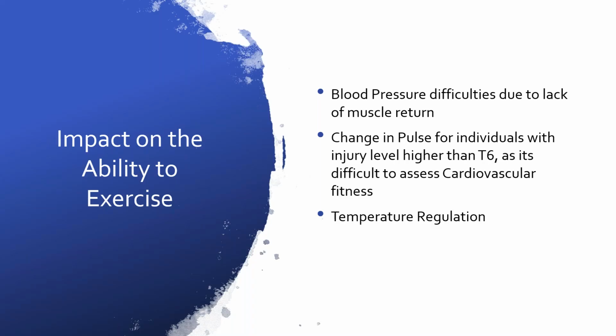The impact on the ability to exercise: blood pressure difficulties due to the lack of muscle return, change in pulse for individuals with injury levels of T6 and higher, as it's difficult to assess the cardiovascular fitness, and then temperature regulation. And we'll say, so going back to the first one, the blood pressure secondary to lack of muscle return, you have to think about the solutions.